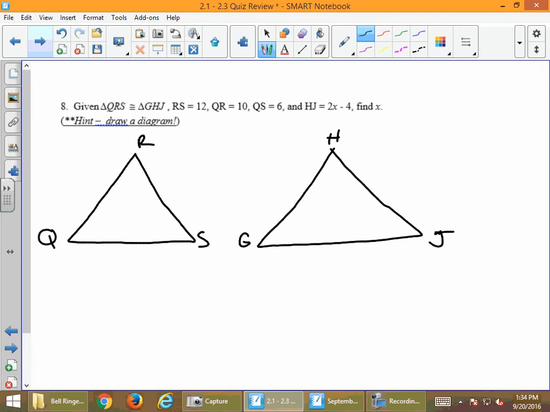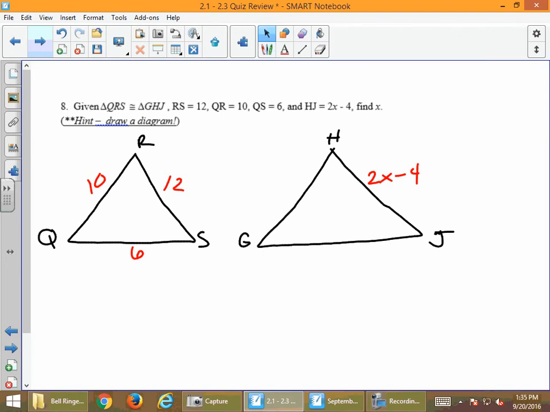Okay? After you drew your picture, fill in your information. It says RS is 12, so I'm going to write 12. QR is 10, I'm going to write 10. And QS is 6, I'm going to write 6. The only information they gave you about this triangle is HJ, so I'm going to fill in that side with 2x minus 4. But we know these triangles are congruent. So what do you know about the corresponding sides? What about all the parts? They're also congruent.